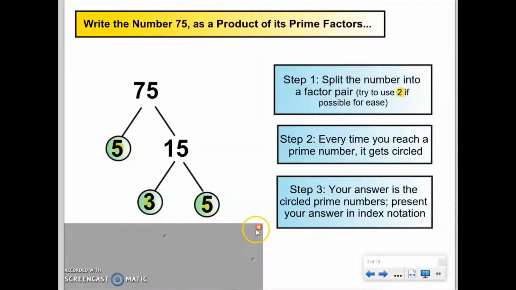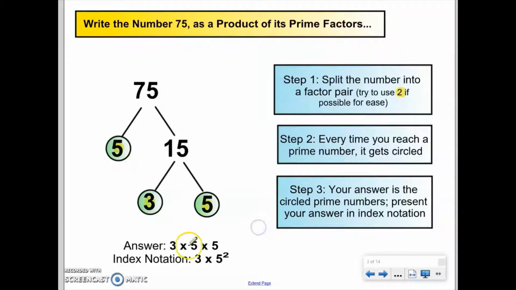When I present my answer, you can see I wrote it as 3 times 5 times 5. So I've just given my answer in numerical order. Again, I could also present it in index notation. Because I've got two fives here, it becomes 5 squared. So 75 presented as a product of its prime factors is 3 times 5 squared.